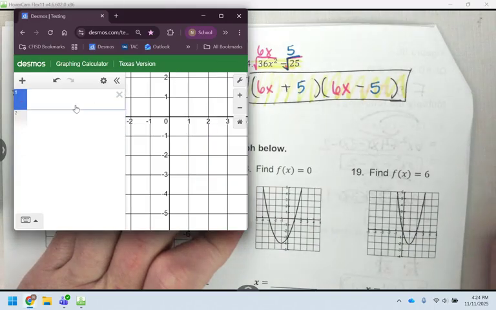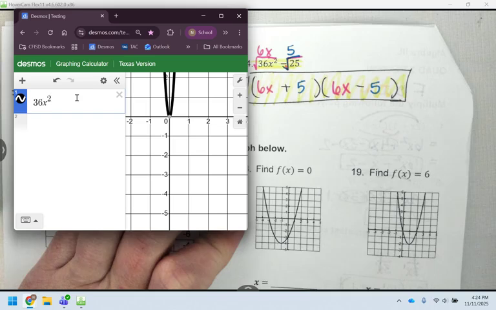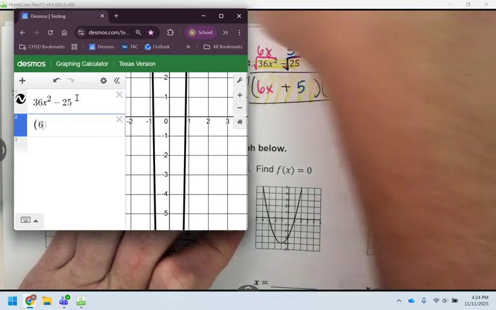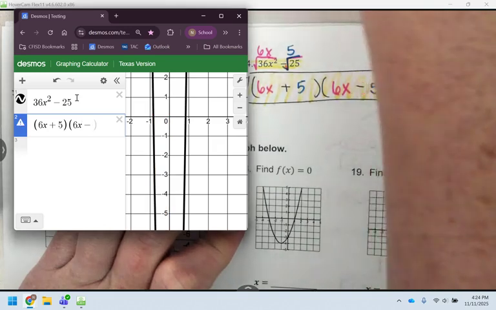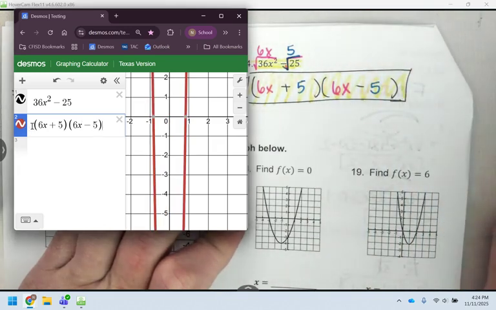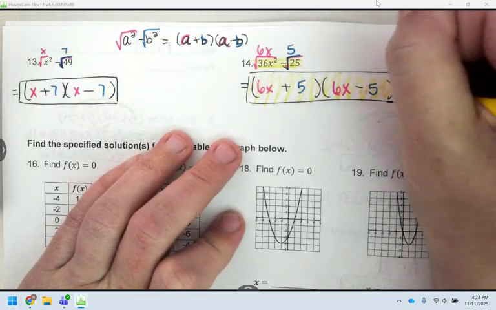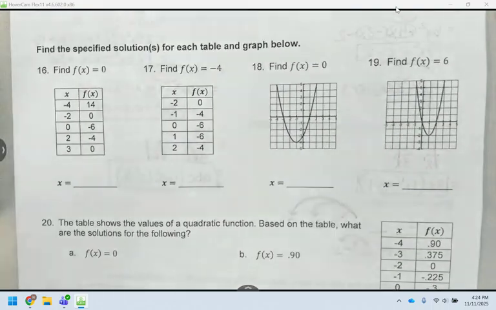Okay, so we started out with 36x squared minus 25, and I factored it to be 6x plus 5 times 6x minus 5. All right, so the black was our original, the red is our answer, right on top, so that means we did it correctly.